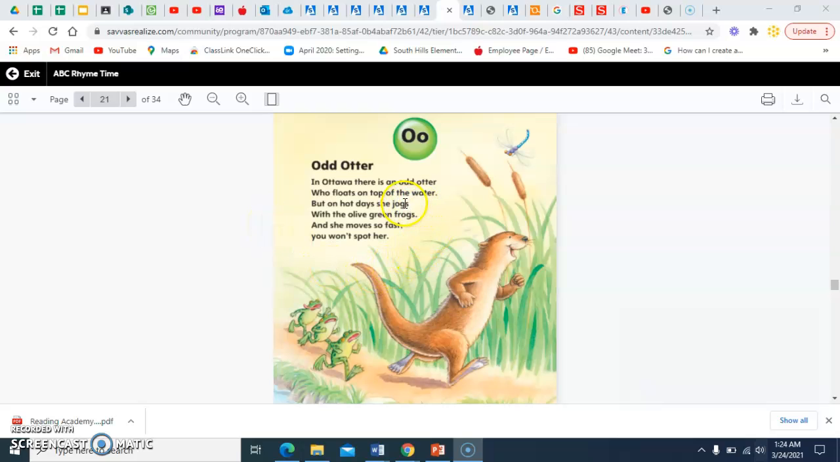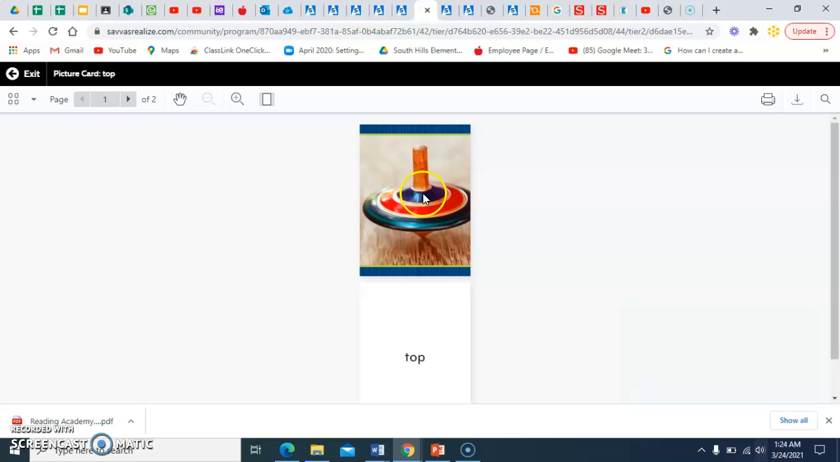Then we have jogs and frogs, and what do those 2 words do? Those 2 are rhyming words. We have jogs and frogs. See if you can come up with other words that rhyme with jog and frog. And you notice it has the ah sound. Okay, next we have top and we have op, top, and that has the ah sound.